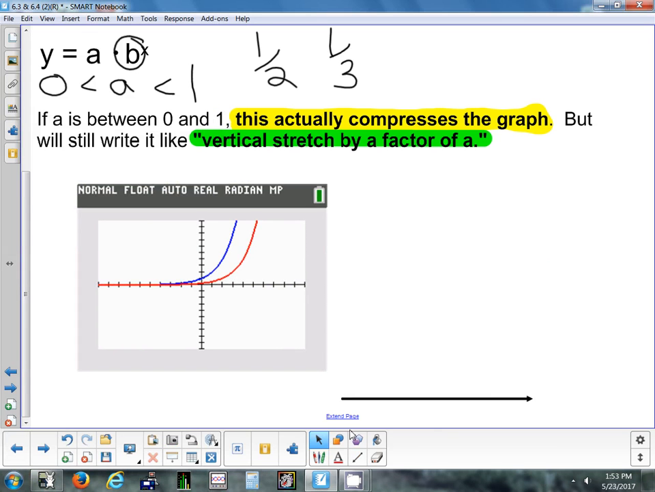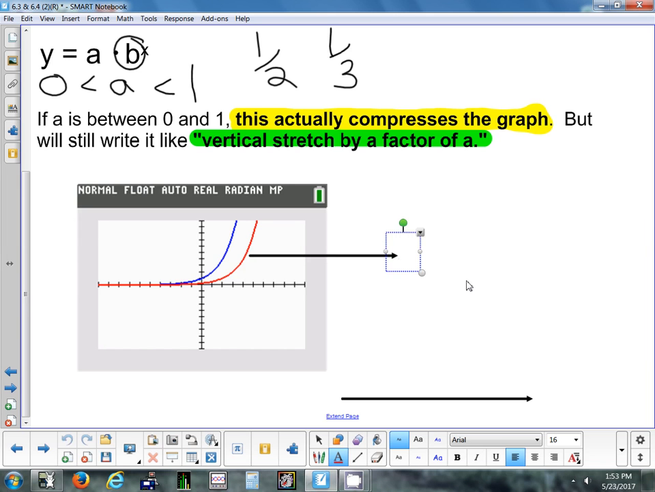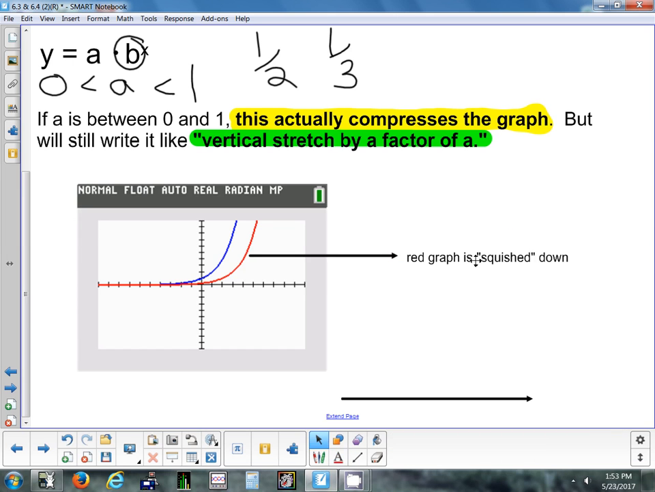We're still going to write it the same way. So when it says "written like," we're still going to write vertical stretch by a factor of whatever a is, whatever's in that a spot, whatever comes before the number with the little x. We're just going to put, just like we did yesterday, vertical stretch by a factor of whatever a is.